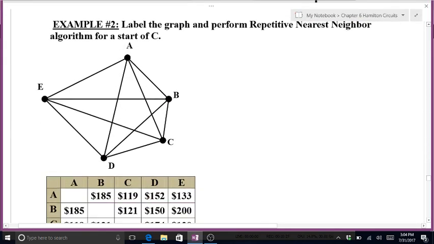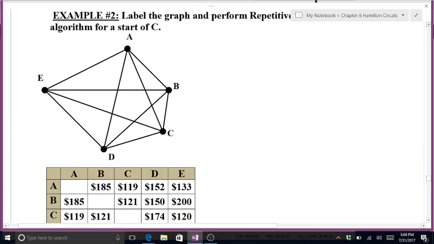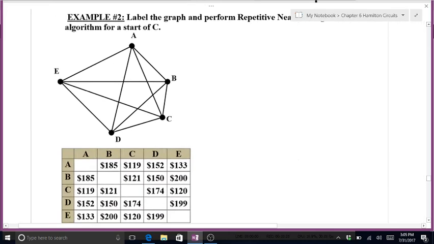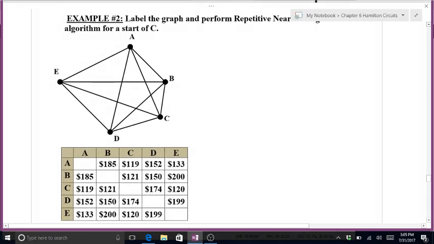Moving on, we've got two more examples. I have to shrink this down a little so we can see. Okay, first thing it wants us to do is label the graph and then perform the repetitive nearest neighbor. Depending on how you like to do it, you can use the table or you can use the graph to complete these. It does not matter which. It's all going to be preference on you. So, label the graph first.